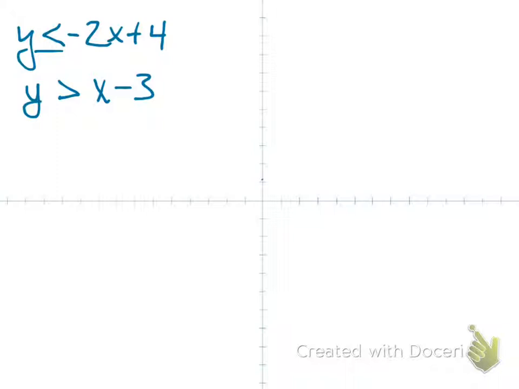The first one. Positive 4. Okay, so you count 1, 2, 3, 4, and you've got your dot there at 4. The negative 2 is your slope, and that's telling you negative 2 over 1. So that means you're going to go down 2 and 1 to the right. So there's that point right there. Down 2 and 1 to the right.